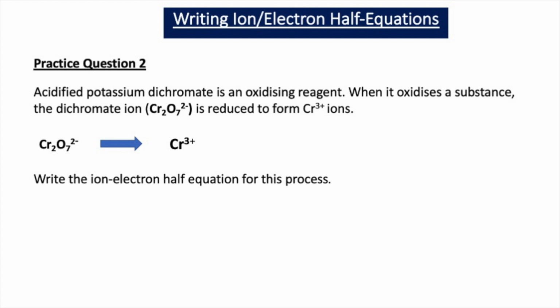So here's our second practice question. So this time we want you to write the ion electron half equation, which shows the dichromate ion Cr2O7 2- being reduced to Cr3 plus ions. So read the question, pause the video, have a go at it, and then we'll go for the answer.